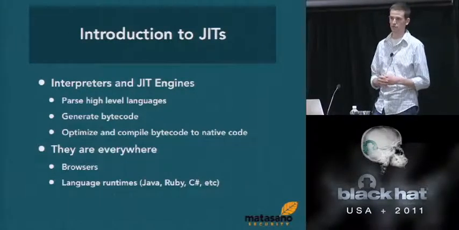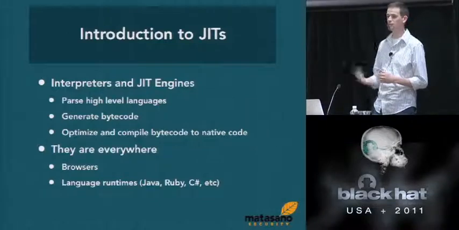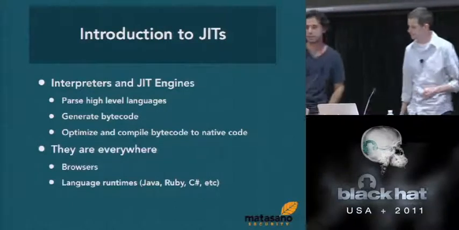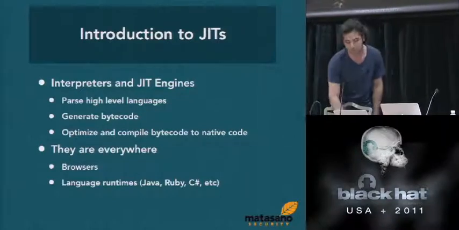Language interpreters are another place you'll find JIT engines. Certainly we're going to get into this in the case of MacRuby and Rubinius, where the JIT engine is used to speed up the execution of interpreted bytecode. Yep. And also Java, .NET, and pretty much any managed code is going to use just-in-time compilers too.